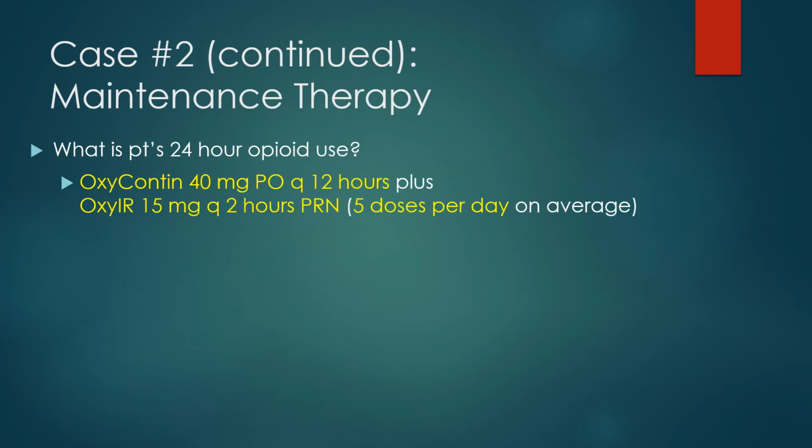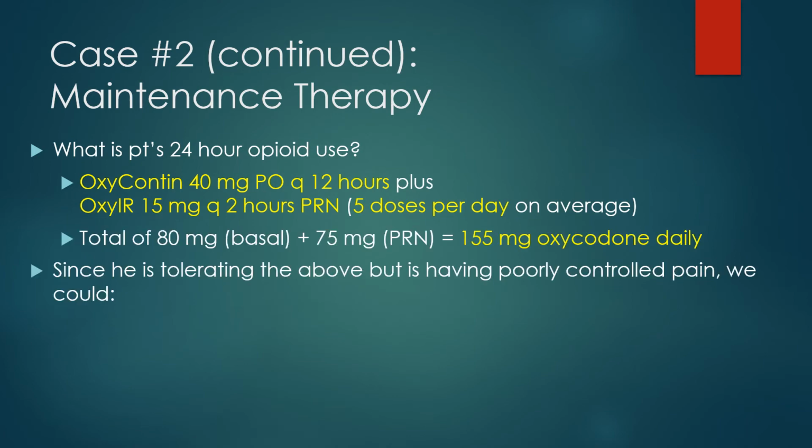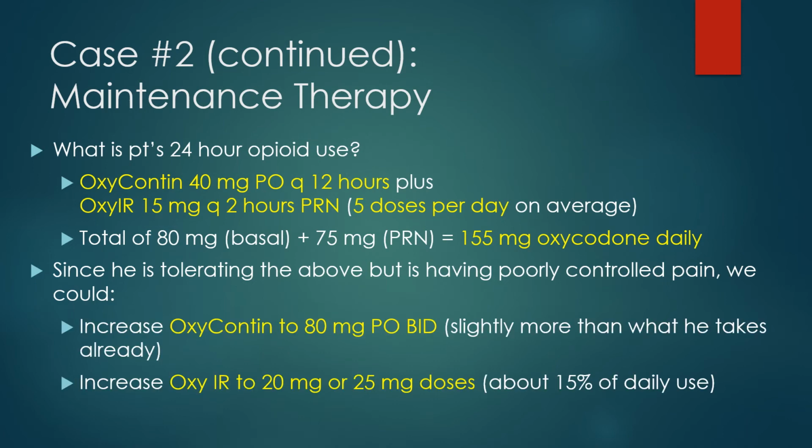Let's return to case number 2, maintenance therapy. What is the patient's 24-hour opioid use? He's using OxyContin 40 milligrams PO Q12 hours plus OxyIR 15 milligrams Q2 hours PRN, about 5 doses per day on average. This is a total of 80 milligrams basal plus 75 milligrams PRN for a total of 155 milligrams of oxycodone daily. Since he is tolerating the above but is having poorly controlled pain, we could increase the OxyContin to 80 milligrams PO BID, which is slightly more than what he takes already, and increase the OxyIR to 20 or 25 milligram doses, about 15 milligrams of daily use.